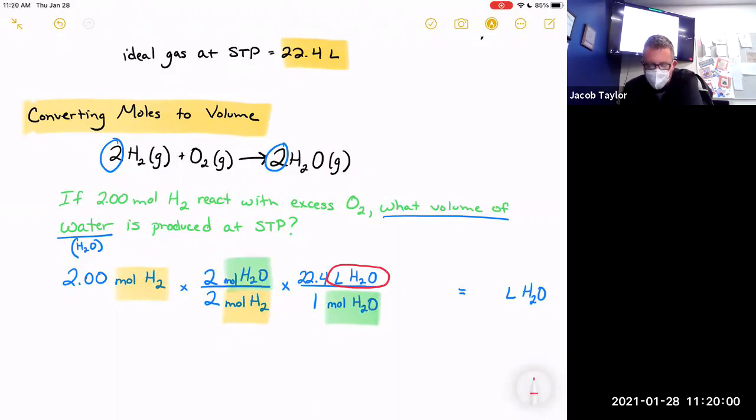Now, the only thing left for me to do is the multiplication. 2 times 2 divided by 2 times 22.4. Well, 2 divided by 2 is 1. So I can cancel those out. And I'm just doing 2 multiplied by 22.4, which, as we suspected, is 44.8.